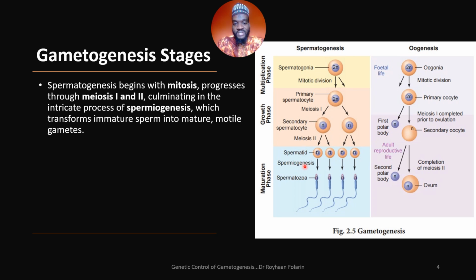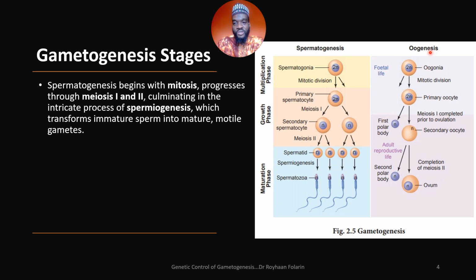Spermiogenesis is a stage in spermatogenesis. So the whole thing here is spermatogenesis, while spermiogenesis is the last stage of spermatogenesis. So the conversion, the transformation, the maturation of the spermatid into a spermatozoa is what is known as spermiogenesis.